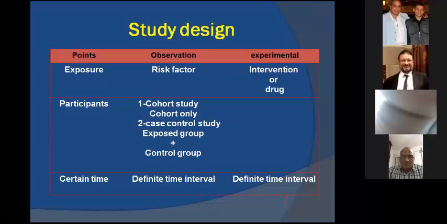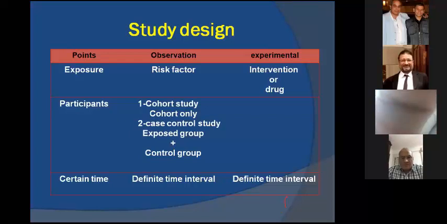Here we have the main two groups, the observational study and the experimental study. And now, from the point of differentiation, let's talk about the exposure. In the observational study, we are discussing risk factor, while in the experimental study, we are discussing intervention or a drug. Again, what are the participants? Participants in observational study are cohorts, a cohort group. What is a cohort? Cohorts are a designated group of individuals studied for a definite period of time. This is in the cohort study.